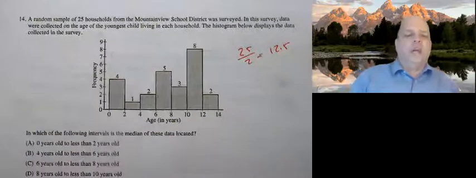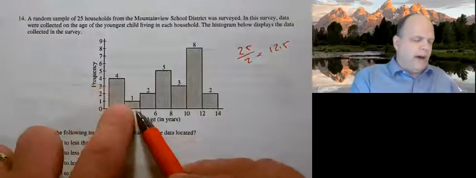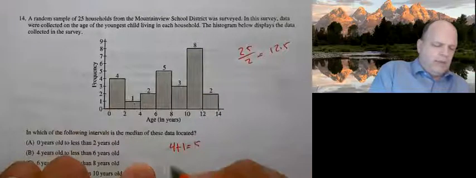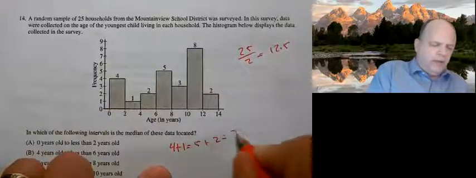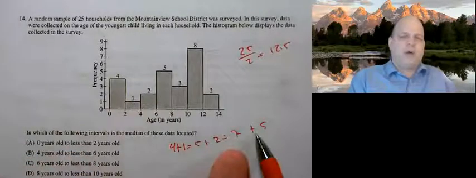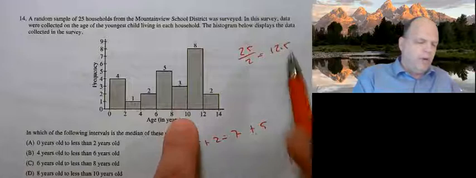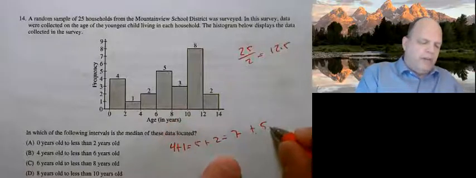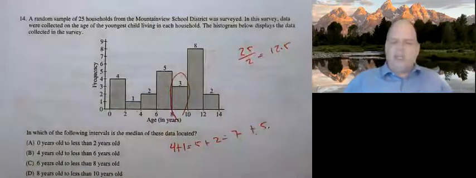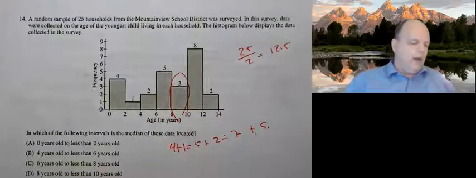Where is 12.5 located? Well, 4, add 1 to it. Now we're up to 5. Add 2 more. So 4 plus 1 is 5. Add another 2. We're up to 7. Add another 5. And now we're up to 12. But I need to get up to 12.5. So I haven't got there yet. So I add 3 more. And as soon as I cross that threshold of 12.5, I have enough.